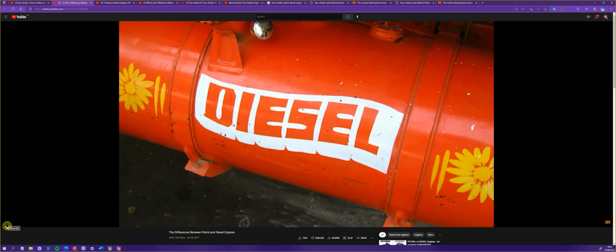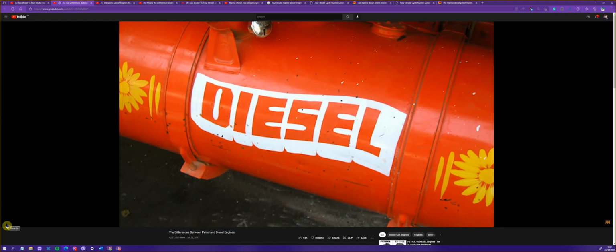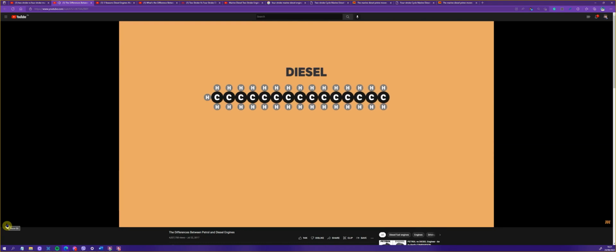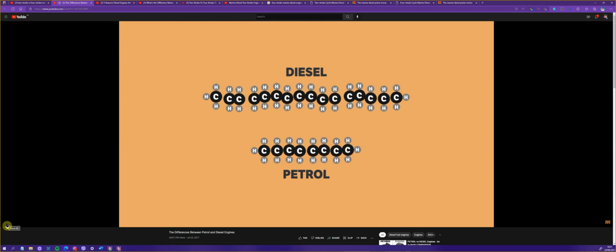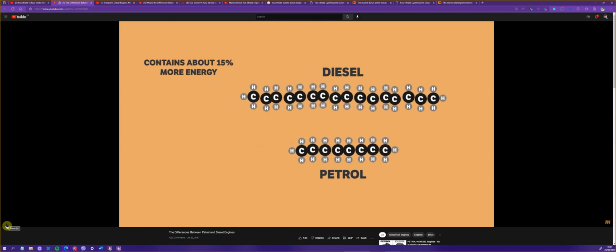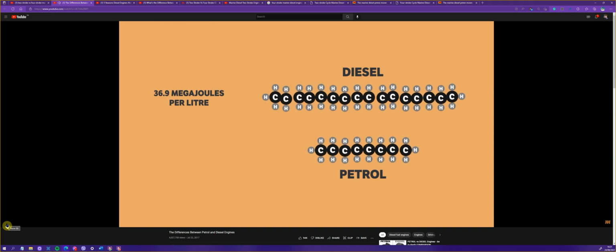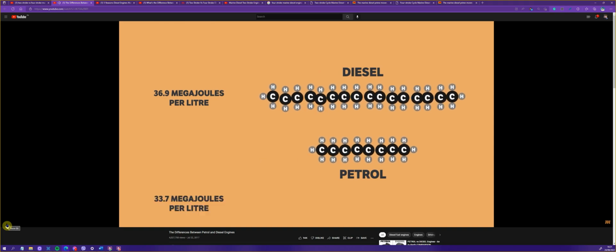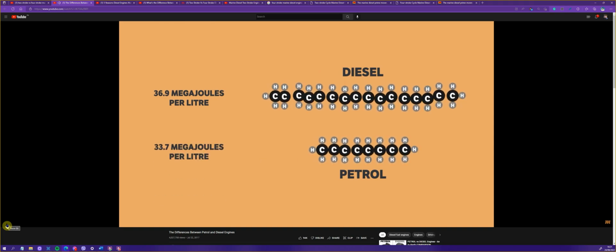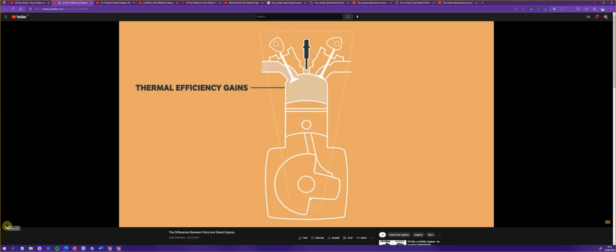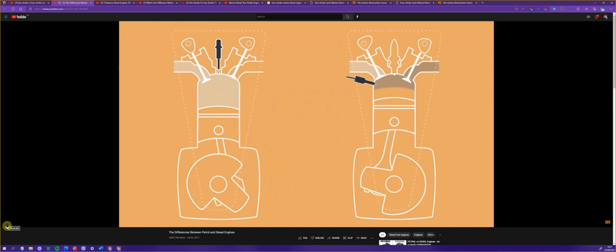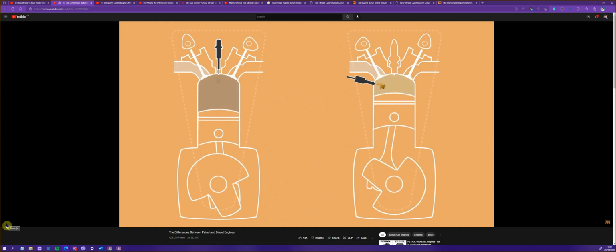So why exactly are diesel engines more efficient than petrol engines? One of the many reasons is down to the fuel itself. Diesel is comprised of more long-chain hydrocarbons, which simply means it's got more energy than petrol. In fact, it contains about 15% more energy by volume, roughly 36.9 megajoules per litre compared to petrol's 33.7 megajoules per litre. Diesel engines are also more efficient because of the thermal efficiency gains you get from igniting the air with high compression, rather than a petrol engine's lower compression ratio that requires a spark for ignition.